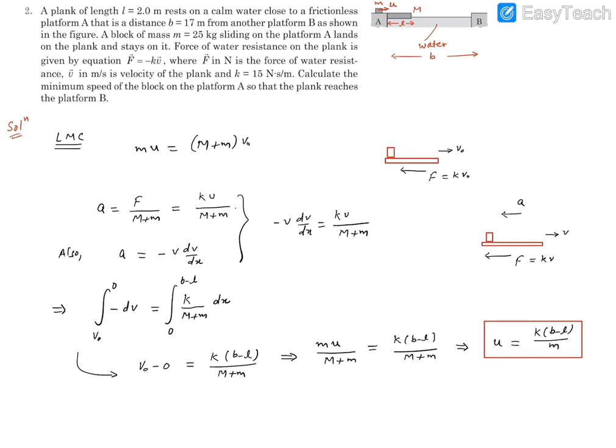Now if we want to find the numerical value, we can put in the values known to us. K is 15 in proper units, b is 17, yes we know that, and l is given as 2, of course we can put that, and m is 25. Let's simplify it. So it's going to be 15 into 15 divided by 25, which we can write like this: 3 into 3, which is 9 meter per second. So numerically it will become 9 meter per second, and this will be our answer. Okay, understood? Thank you.